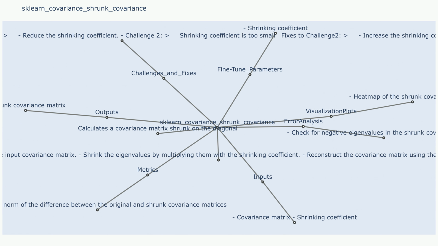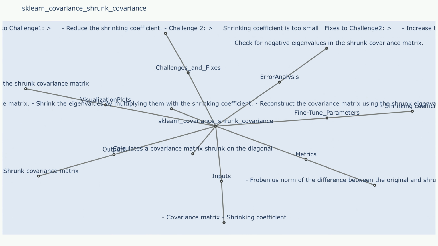Fixes to challenge 2. Increase the shrinkage parameter to improve robustness to noise and outliers. Pre-process the data to remove outliers or reduce their impact before calculating the covariance matrix.